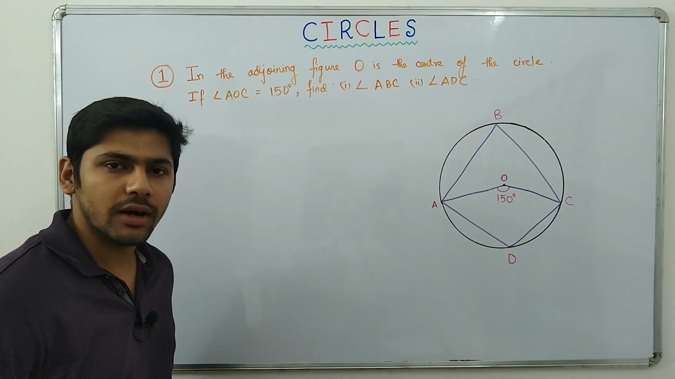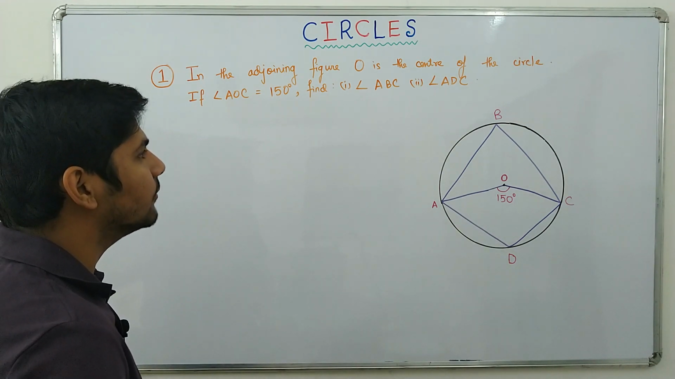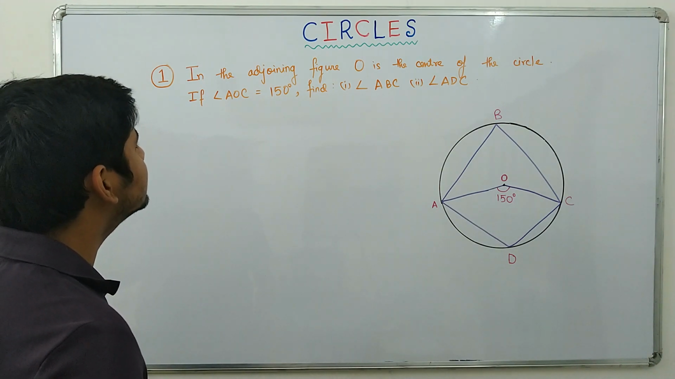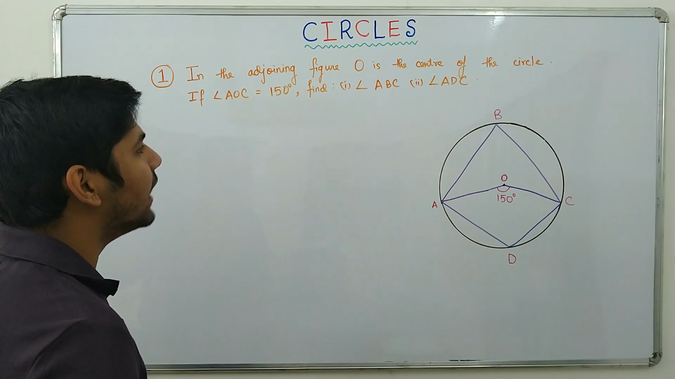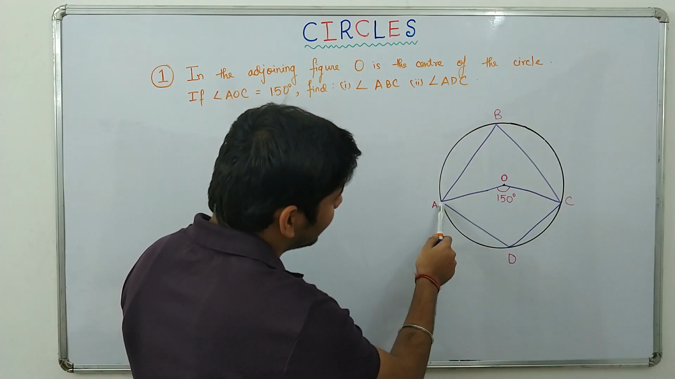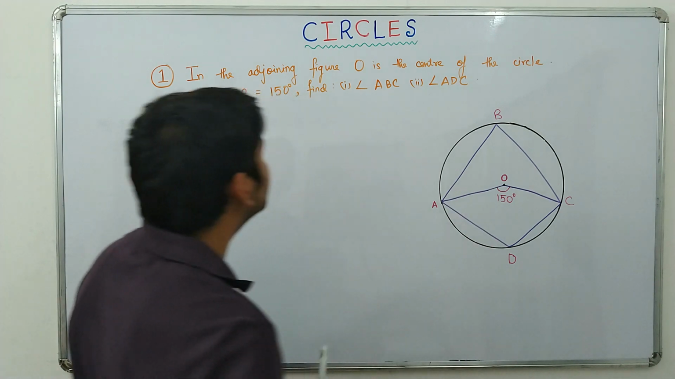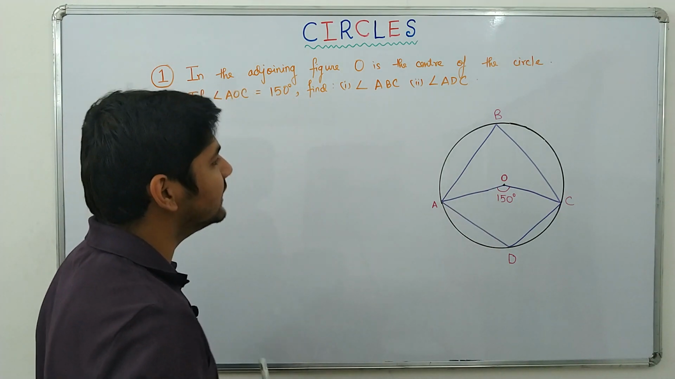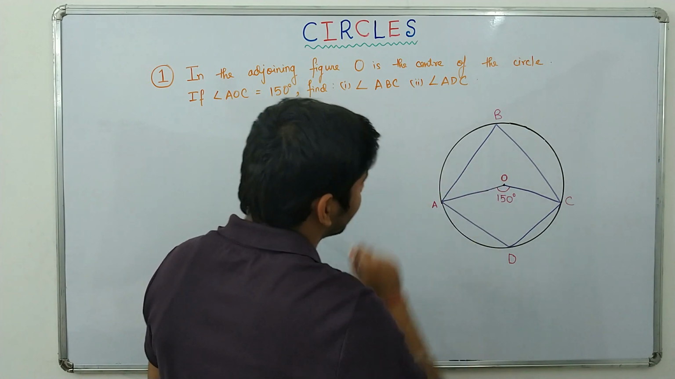Let's begin with sum number 1. In the adjoining figure, O is the center of the circle. If angle AOC is equal to 150 degrees, you have to find number 1, angle ABC, and number 2, angle ADC. This is the given figure. Angle AOC is given 150 degrees. In the first one, we have to find angle ABC. So angle ABC, so this angle.